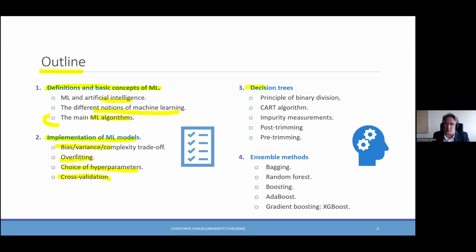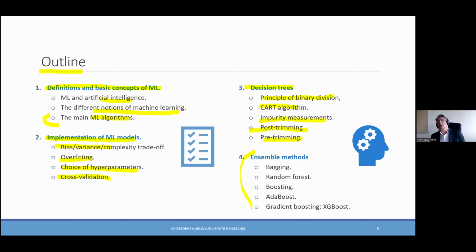Then I will focus on different types of machine learning algorithms. First, I will introduce you to decision trees: decision trees for regression, decision trees for classification. I will insist a lot on the decision tree. Why? Because the ensemble methods that I will present here are based on the decision tree. So if you don't have in mind what is a decision tree, it is difficult to explain what is a random forest, for instance. So we will present the principle of binary division, the CART algorithm, what is impurity measurement, and the post-pruning and pre-pruning methods.